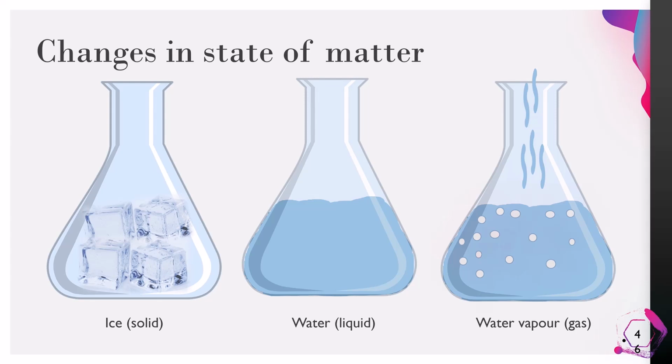Changes in state of matter. Ice is in solid state. Water is in liquid state. Water vapor is in gas state. Let us see how matter changes its physical state without changing its chemical composition. That means in all the three states, the chemical composition of water remains the same as H2O, which means it has two atoms of hydrogen and one atom of oxygen.